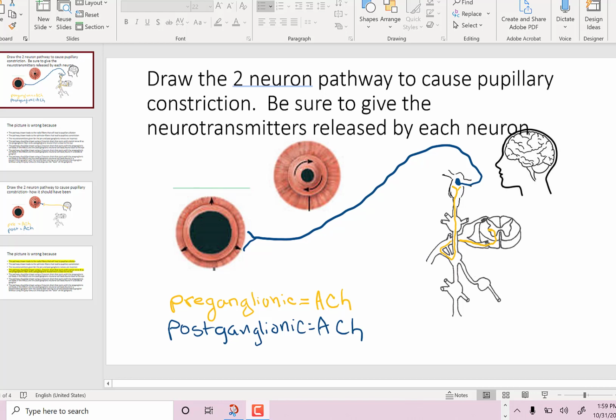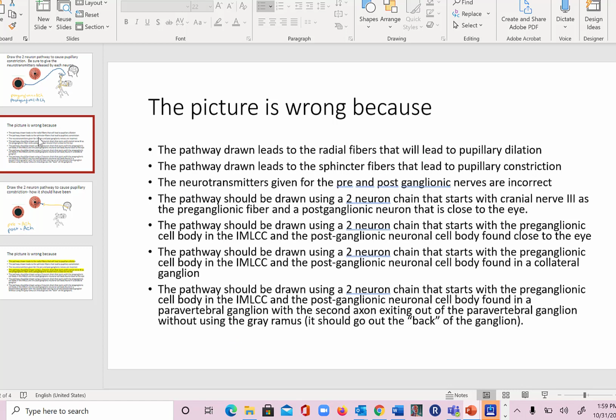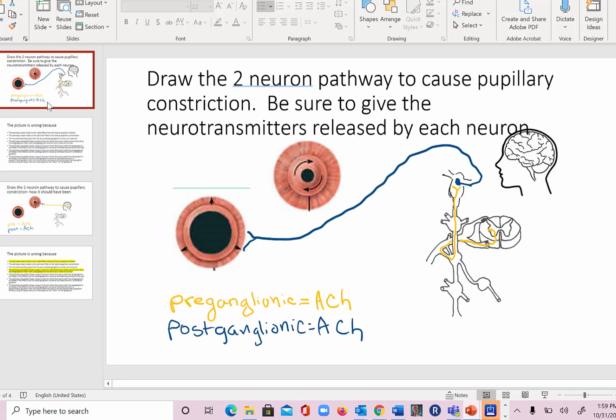Then, the question is going to also read that the picture is wrong because, and I'm going to have a drop-down menu where you're going to have a whole bunch of options. And there might be more than one answer. There might be more than two answers. It depends on the picture that you're looking at. So take some time before you go to the next two slides to evaluate this.